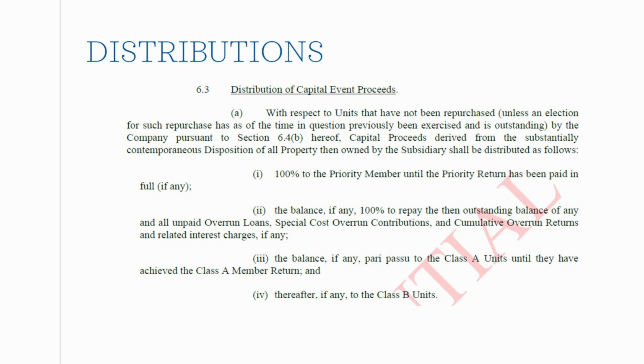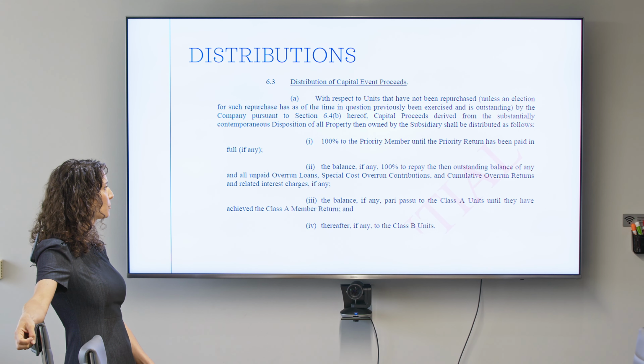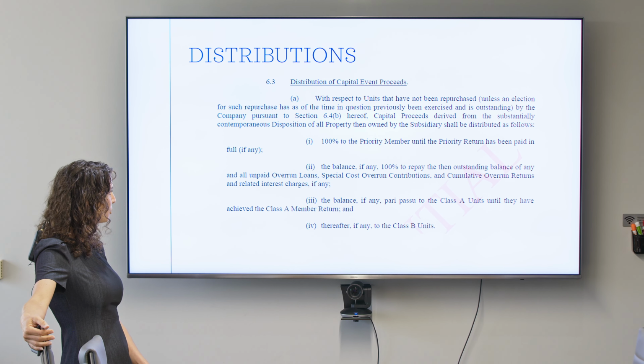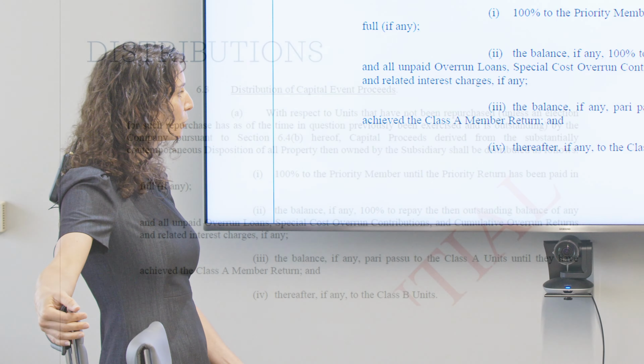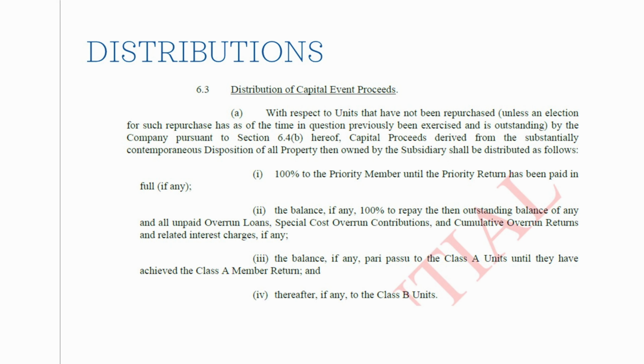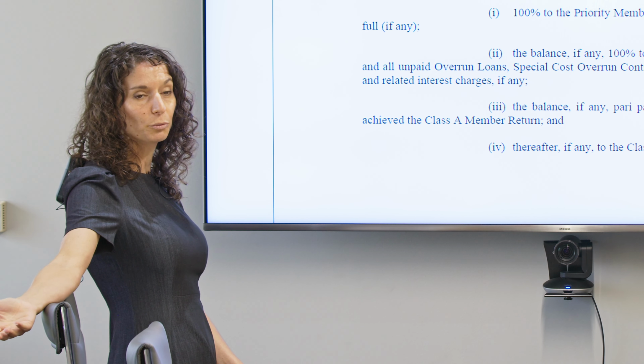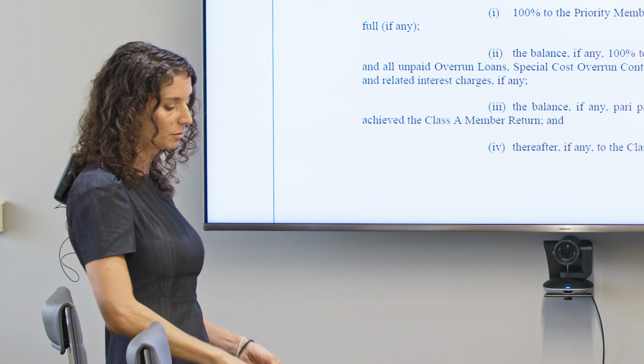So you will see that the priority member is prioritized, and then over the Class A units, but in between, after you pay the priority member, sometimes you might have to repay any loans that you had to accept in case of cost overruns. But then you get to the common class, and then the remainder is Class B units, which is the promote. So Class B is not prioritized in timing, but it gets all of the remainder. So that is the sponsor's incentive to do well in the project. They're getting all the rest.